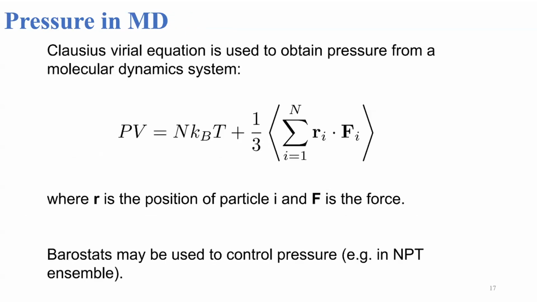We talked about the temperature. How about pressure? There is something called the Clausius virial equation, which can be used to obtain pressure from a molecular dynamics system. We have seen this PV equals nRT, so it's based on that kind of idea. Pressure and volume multiplication is given by N, the number of particles, the Boltzmann constant, and the temperature, plus 1/3 of the sum over all the positions ri of the ith atom multiplied by the forces Fi acting on it. The sigma sign is the sum sign you might have seen in other engineering courses quite often. So this is how we can calculate the pressure acting on a system.